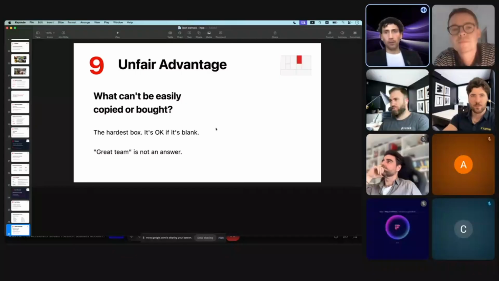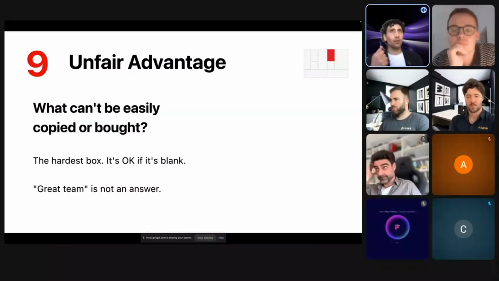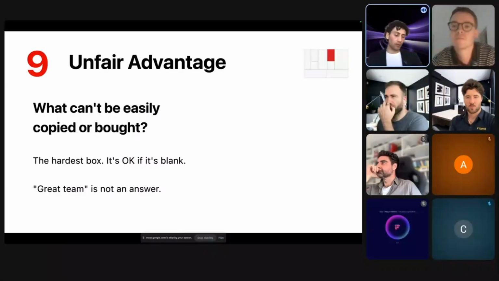Good. I would say last but not least, unfair advantage, which is something that makes you different, not in the eyes of your customer, but in the eyes of your competitors. So this is different from the unique value proposition because it's focused on the competition, not on the customer. So how are you different compared to other people in your market or potential entrants?